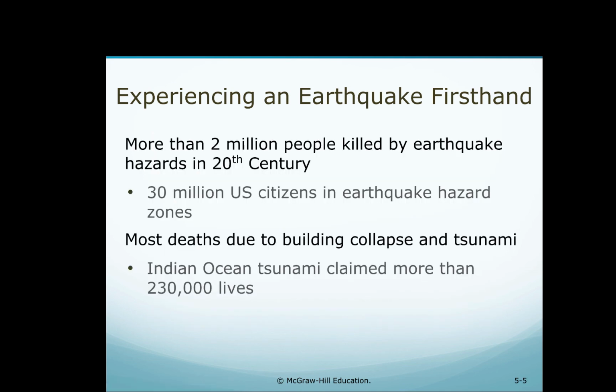More than 2 million people were killed by earthquake hazards in the 20th century. There are 30 million U.S. citizens in earthquake hazard zones right now. Most deaths are due to building collapse and tsunamis. The Indian Ocean tsunami claimed more than 230,000 lives.